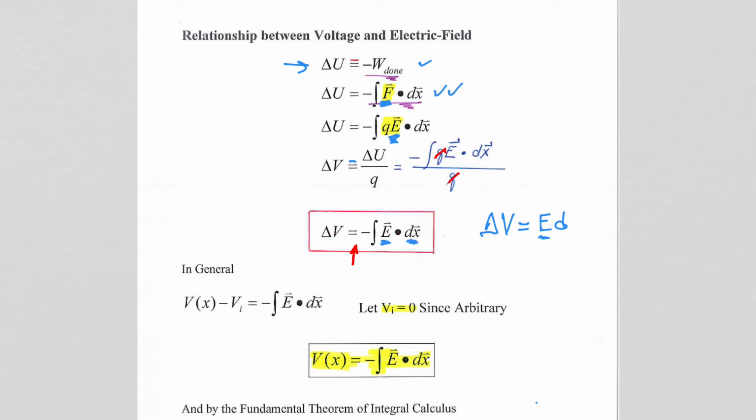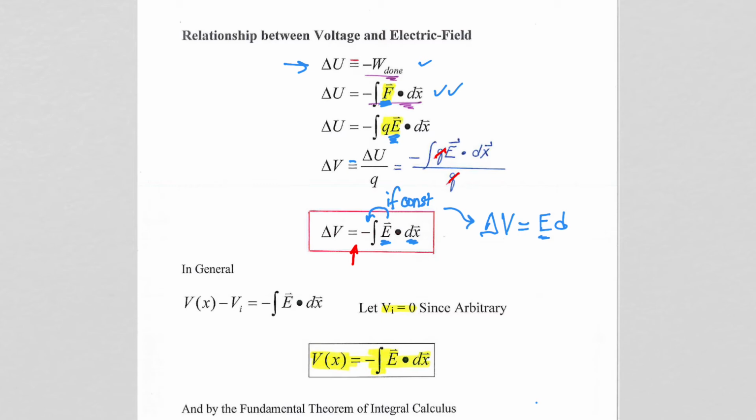The integral of dx is x, so if E is constant, E would come out of the integral. So this is if E is constant. And if it's constant, then delta V equals Ed.